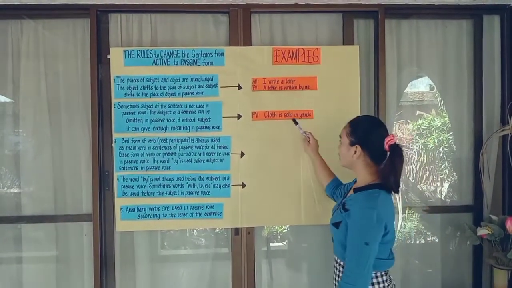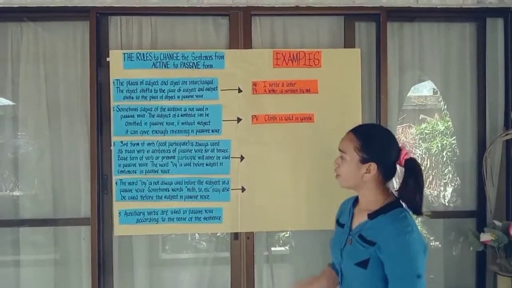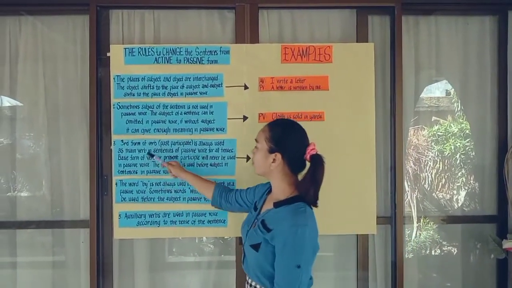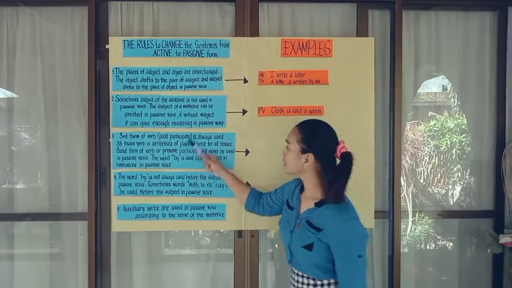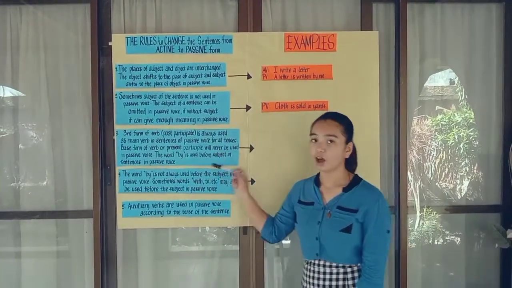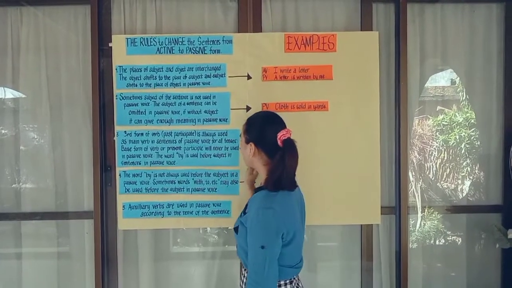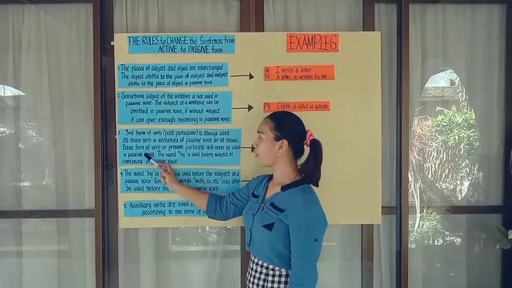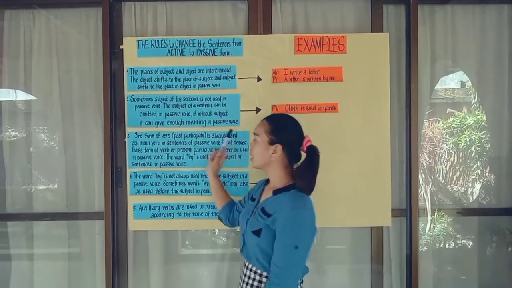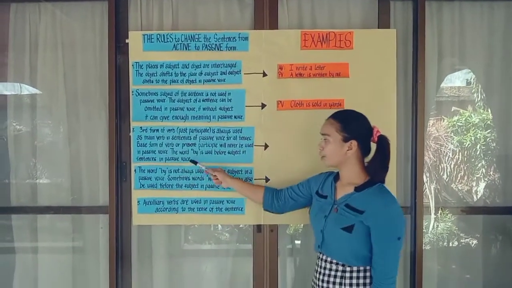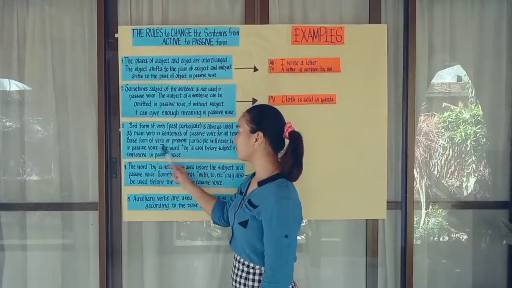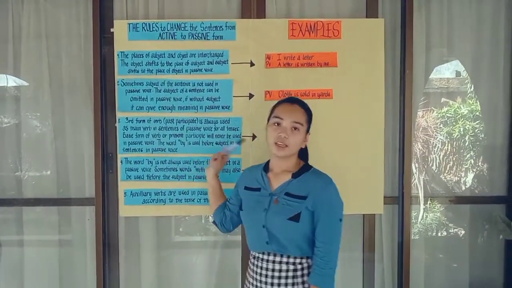Clothes are sold in yards. So here we go at number three. The third form of the verb, the past participle, is always used as the main verb in a sentence of passive voice for all tenses. The base form of the verb or the present participle will never be used in passive voice. The word by is used before the subject in a sentence in passive voice. Examples.